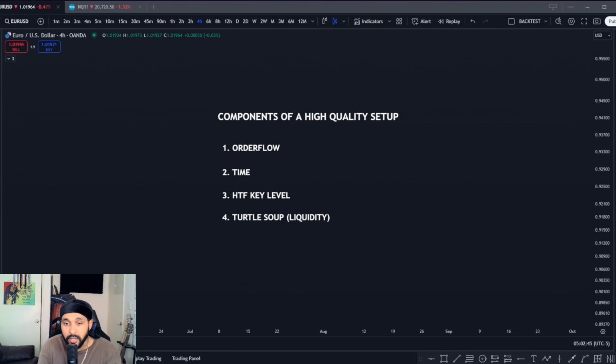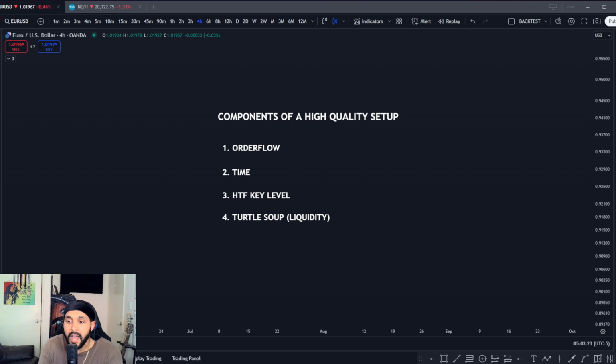So the components of a high quality, high probability setup. Firstly, you need order flow. You need to identify what is price rejecting. Is price rejecting highs or is price rejecting lows? And then is price breaking through highs or breaking through lows? So you want to think of it as price is rejecting lows and breaking highs, meaning it's bullish, or price is rejecting highs and breaking lows. You need to be able to identify this in the chart.